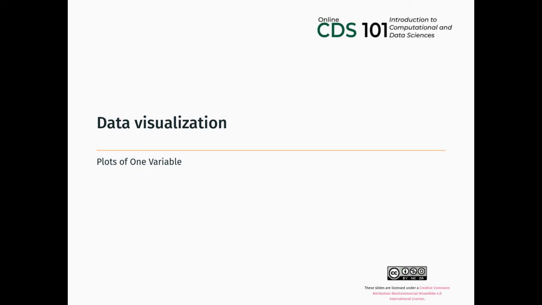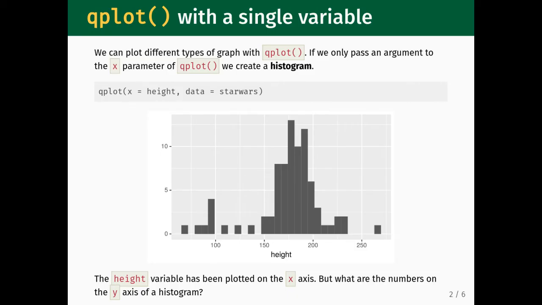In this video, we will learn how we can create graphs of a single variable. For this, we can again use the qplot function. When we created a scatter plot, we used the x and y parameters of qplot. However, if we want to graph just a single variable, we can only pass our variable as an argument to one of those axes.